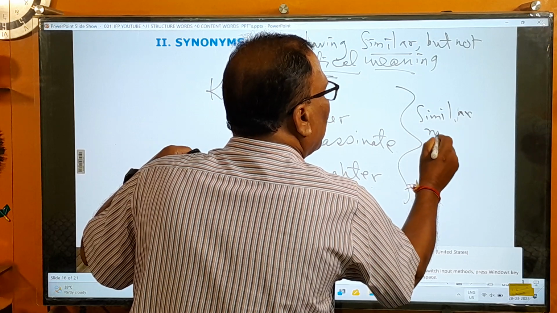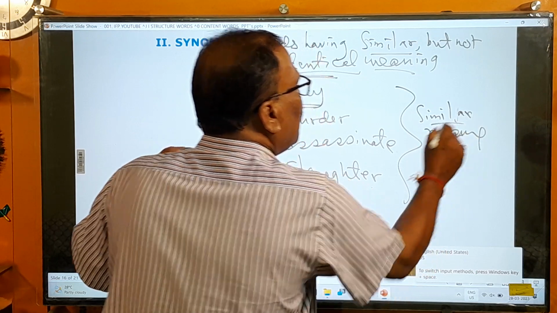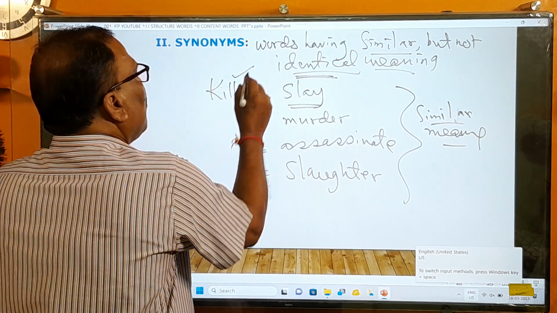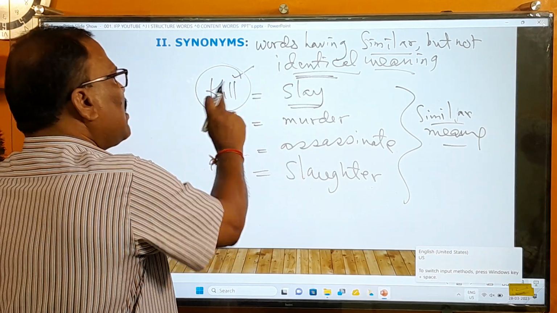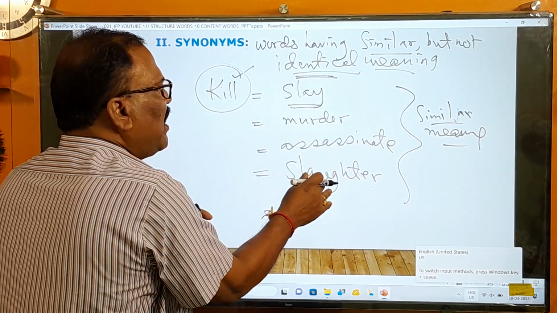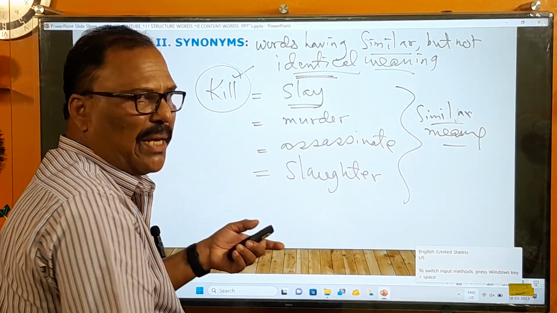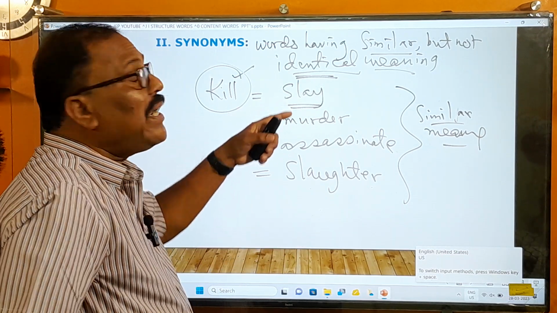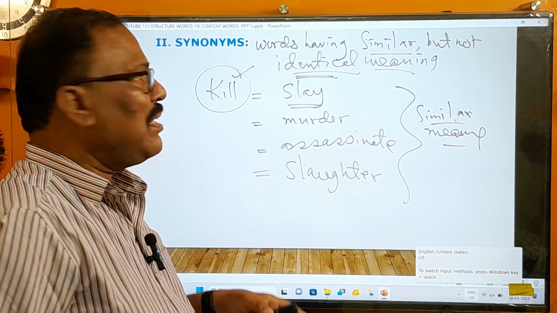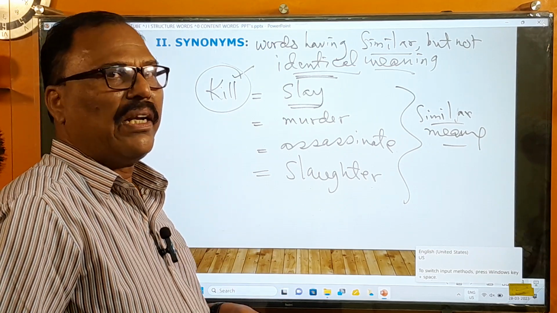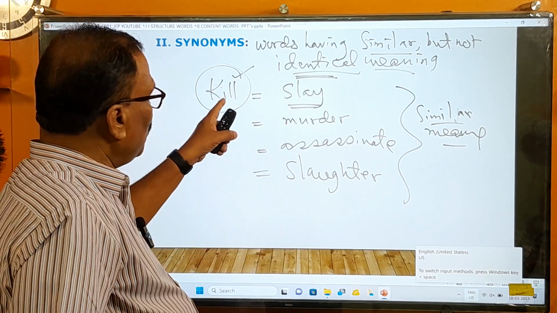Similar meaning, right? Similar meaning, but not identical meaning. All these words mean killing, but they are not identical in meaning. Kill means you kill a snake, you kill a tiger. People are killed in the road accident. Kill is used in that way.